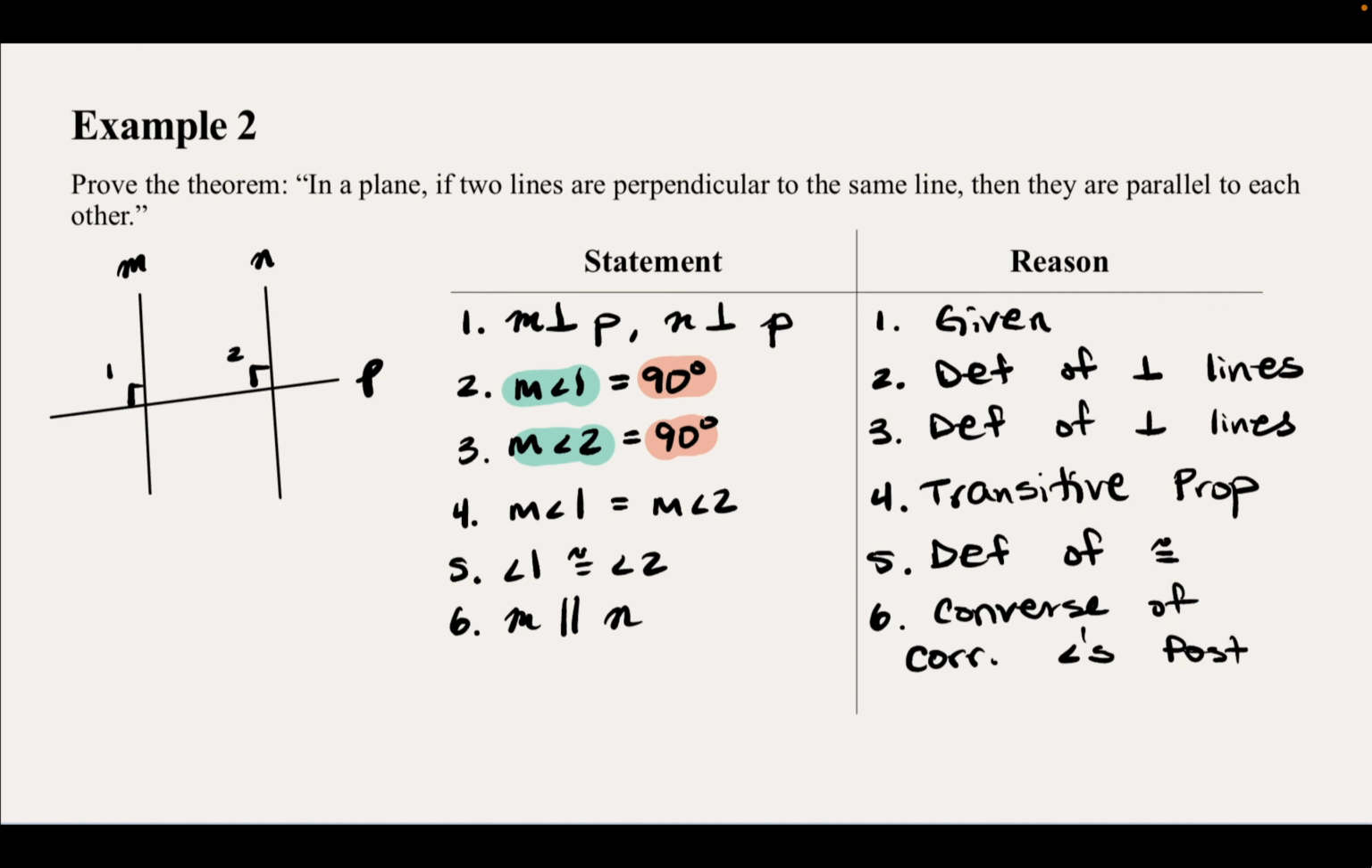So again, when you're proving a theorem, you assume the hypothesis is true, which was all this right here, and you prove that the conclusion is true.